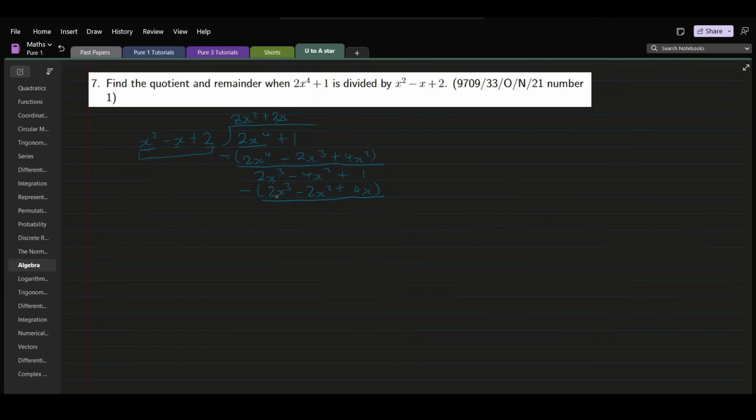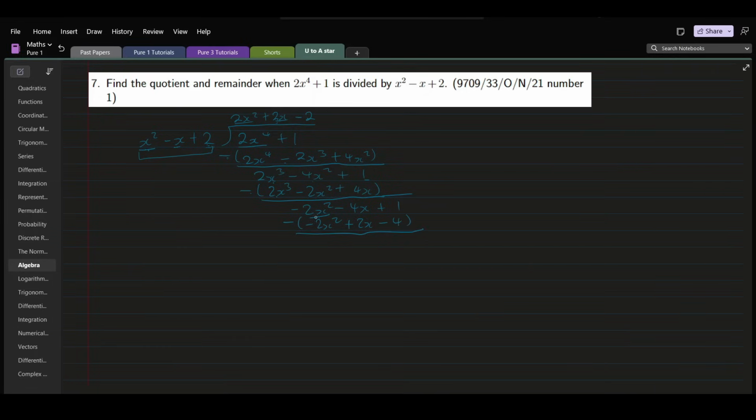And let's simplify. So 2x cubed minus 2x cubed. That gives us 0. Negative 4x squared plus 2x squared. That gives us negative 2x squared, and then we've got negative 4x, so that's negative 4x, and then we have this one plus 1. Okay, and now we're going to say x squared into negative 2x squared, and that gives us negative 2. And let's multiply this negative 2 by our divisor. So that's negative 2 times x squared, that's negative 2x squared. Negative 2 times negative x, that gives us positive 2x, and then negative 2 times 2, that gives us negative 4.